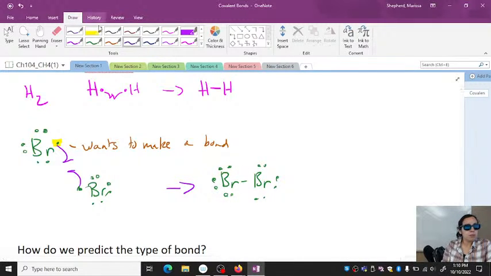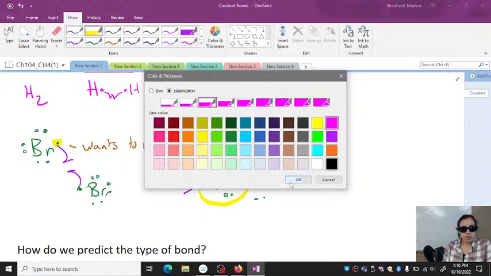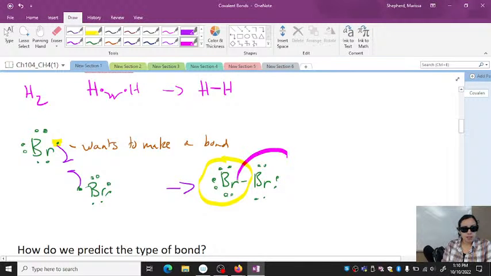We have one single bond, and so this bromine is satisfied, right? It's feeling 8 electrons, so it's satisfied by the octet rule. And then our bromine on the right, again, feels all these 8 electrons, so they're both sharing that one bonding pair. And then this one, of course, 1, 2, 3, 4, 5, 6, 7, 8.